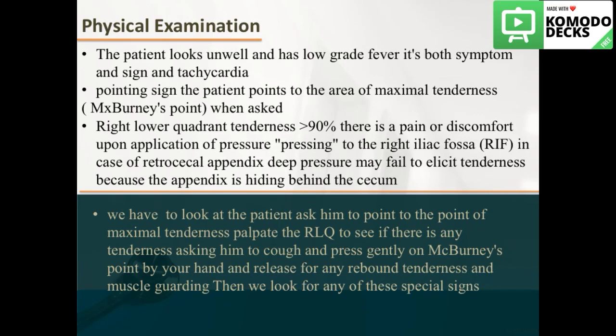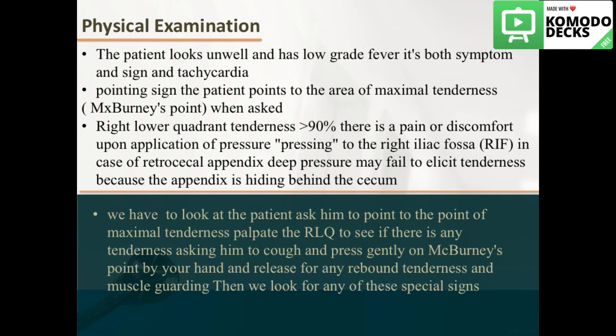Physical examination. The patient looks unwell and has a low-grade fever, with both signs and symptoms, and tachycardia. Pointing sign: the patient points to the area of maximum tenderness, McBurney point, when asked. Right lower quadrant tenderness is present in 90%: there is pain or discomfort upon application of pressure in the right iliac fossa. In case of a retrocecal appendix, deep pressure may be needed to elicit tenderness because the appendix is hiding behind the cecum.